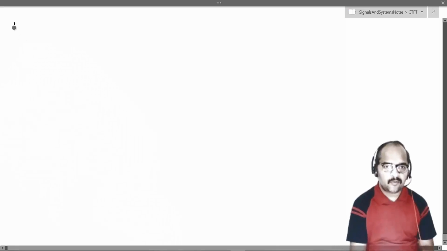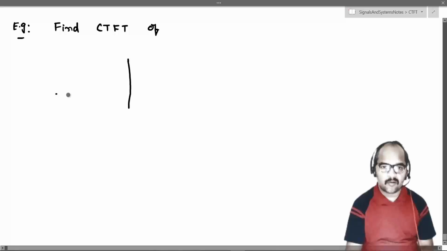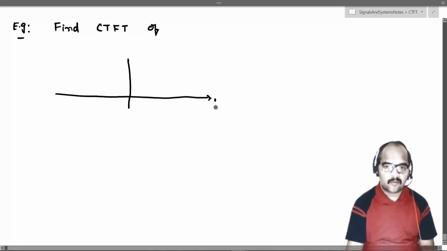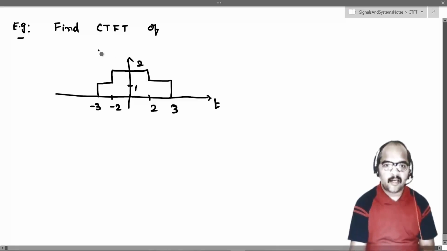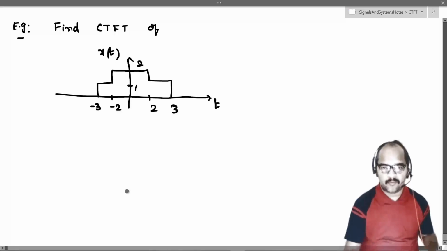Example: find the CTFT of the following signal. It is a staircase signal. Let us take it from -3, -2, 2 to 3, with amplitudes 1 and 2. Let us call this signal x of t. We want to find the Fourier transform of this signal x of t.